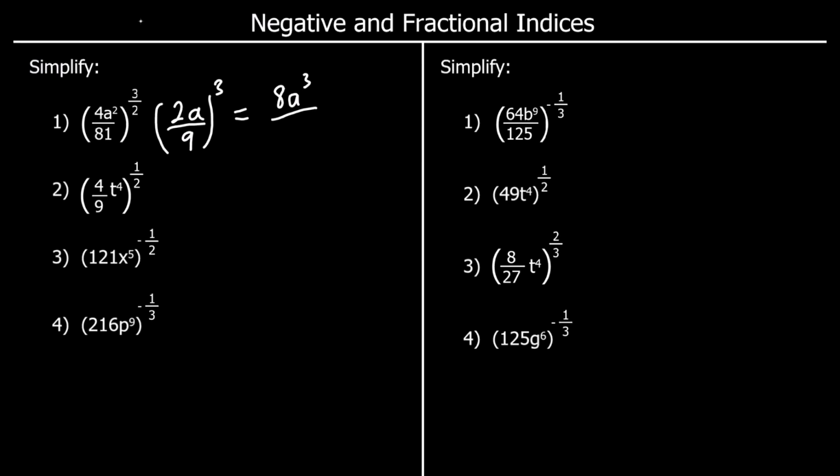So that's 81 times 9. 9 times 1 is 9, 9 times 8 is 72. So 729.